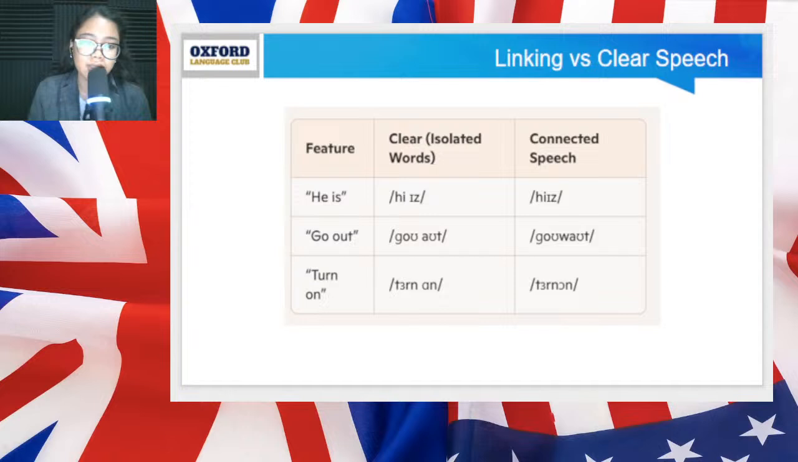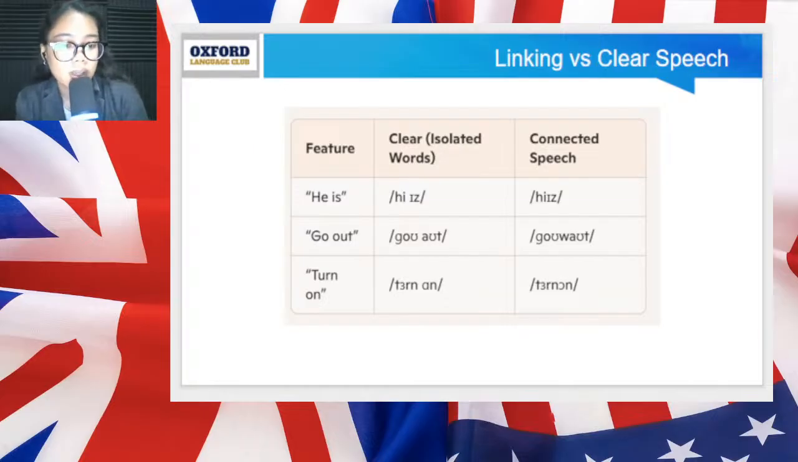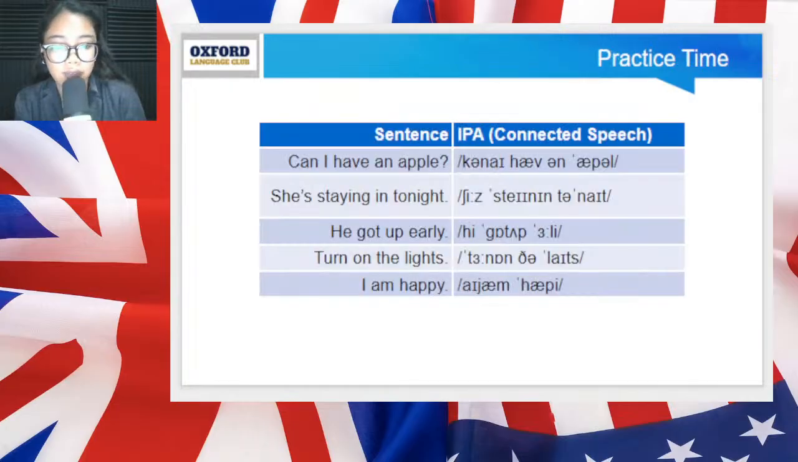Now, fantastic work on understanding the concepts behind linking and connected speech, and seeing how clear speech differs from connected speech. Now, it's time to put that knowledge into action. Okay. As you can see on the screen, it's practice time. This slide shows us some sentences and how they sound when spoken naturally, which we call connected speech. This is where we take all we have learned and really start to train our ears to hear these smooth sounds and our mouths to make them. For each sentence, I'll say it slowly first, and then we'll talk about how sounds connect. And then I'll say it naturally for you to copy.